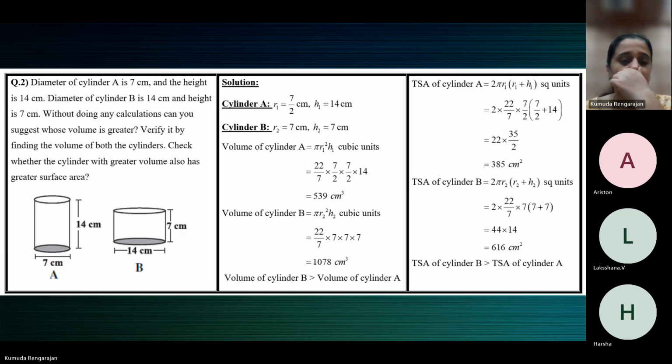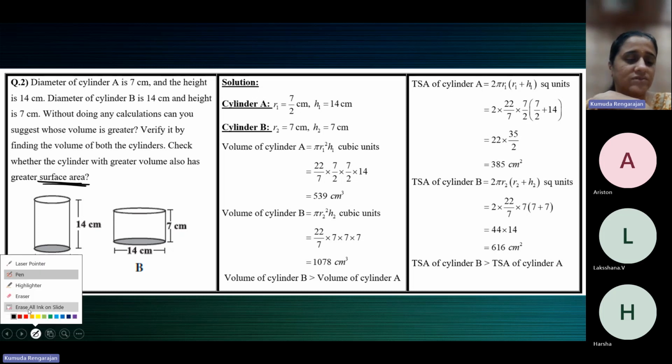So if nothing is mentioned, children, it's just given which one has a greater surface area. There is no mention of curved surface area or total surface area. If nothing is mentioned, you have to find the TSA, total surface area.